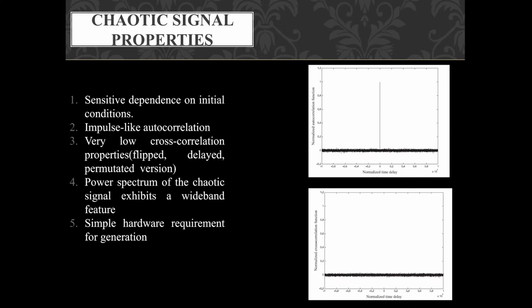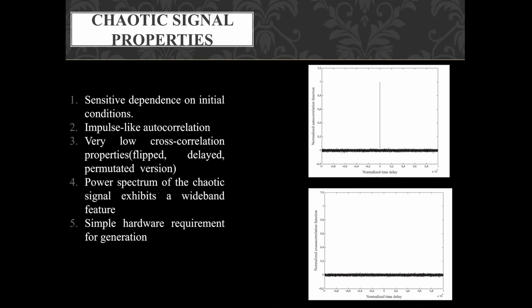chaotic signal, the second one, is orthogonal to the first one, although they are from the same map. So by giving a new initial condition, we can generate a new family of that signal. We can have an infinite number of initial conditions, so theoretically we can generate an infinite number of signals.